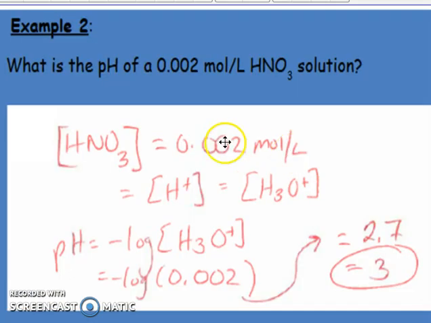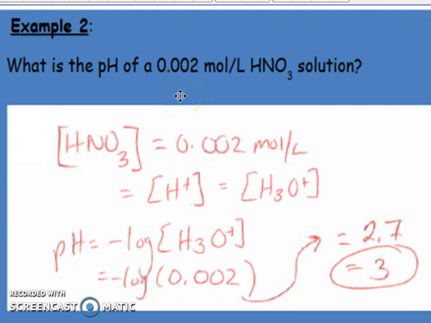Okay, so for the next example, what is the pH of a 0.002 mole per liter nitric acid solution? So again, this is nitric acid. Because this is a strong acid, 100% of that is becoming product, which means hydrogen. And we know that hydrogen, whenever it's in water, is really hydronium. So this ultimately is our hydronium concentration. So we can find pH pretty easily. We just do the negative log of that. In this case, it's down to 1 significant digit because of the 0.002.